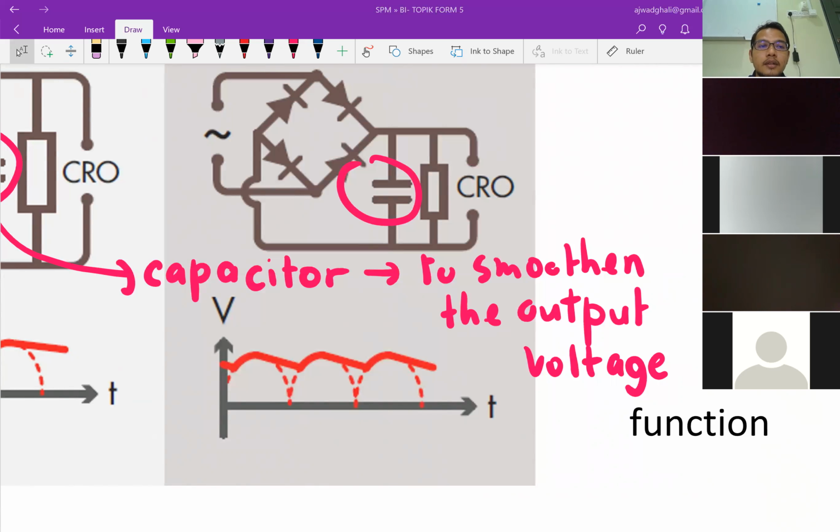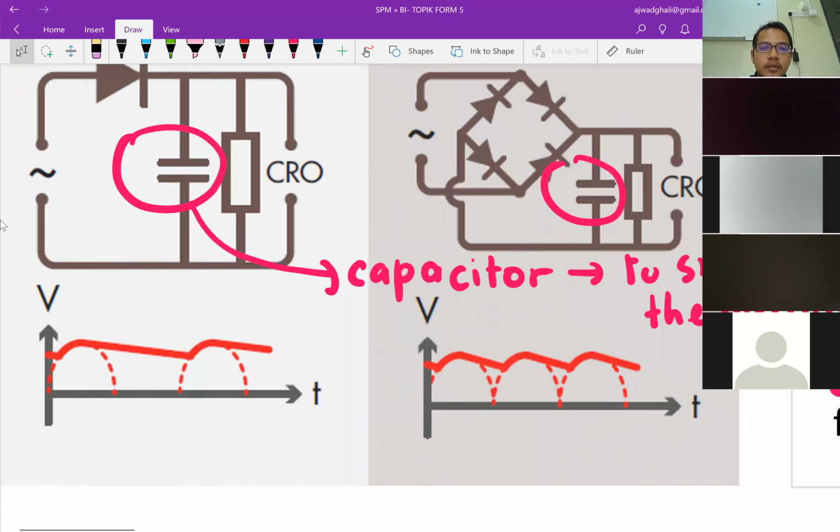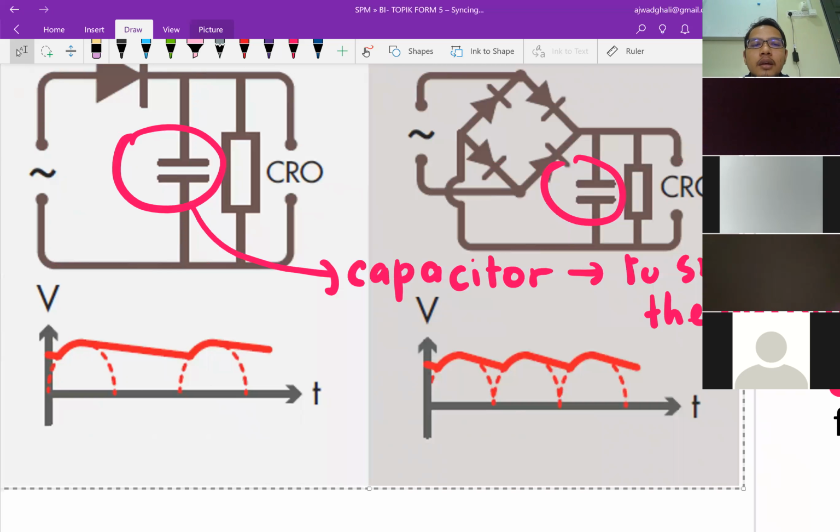Okay, and the next thing you need to see is that the capacitor is connected in parallel in the circuit. Okay, the capacitor must be connected in parallel in the circuit. And that's the output. Okay, so what is the question being asked about this?